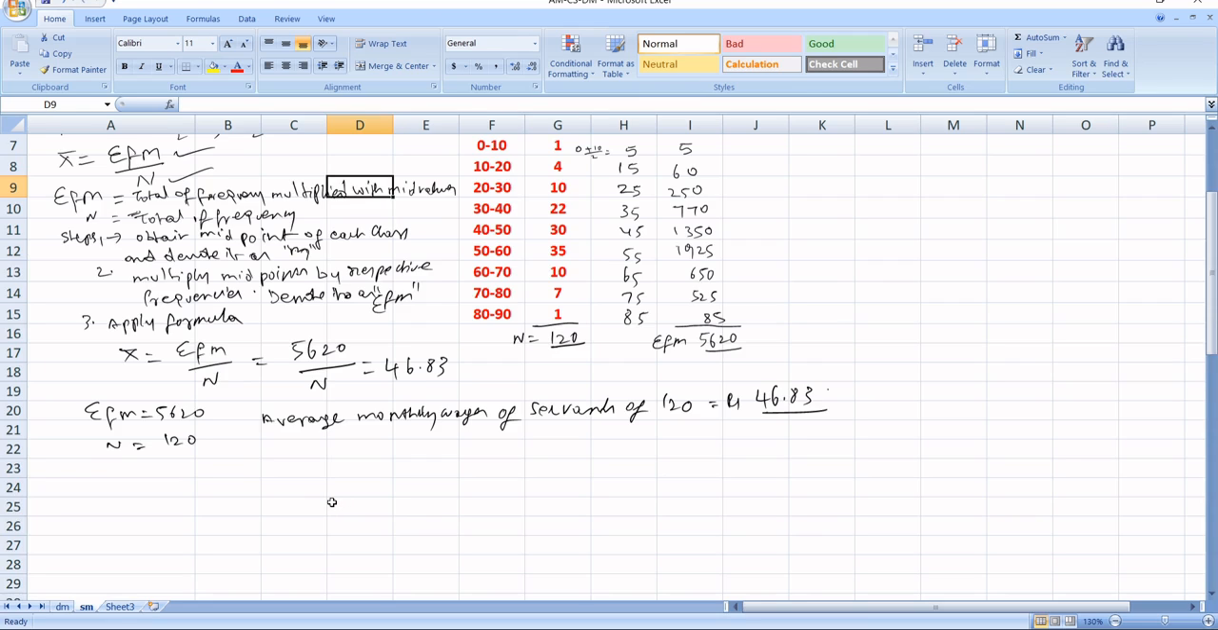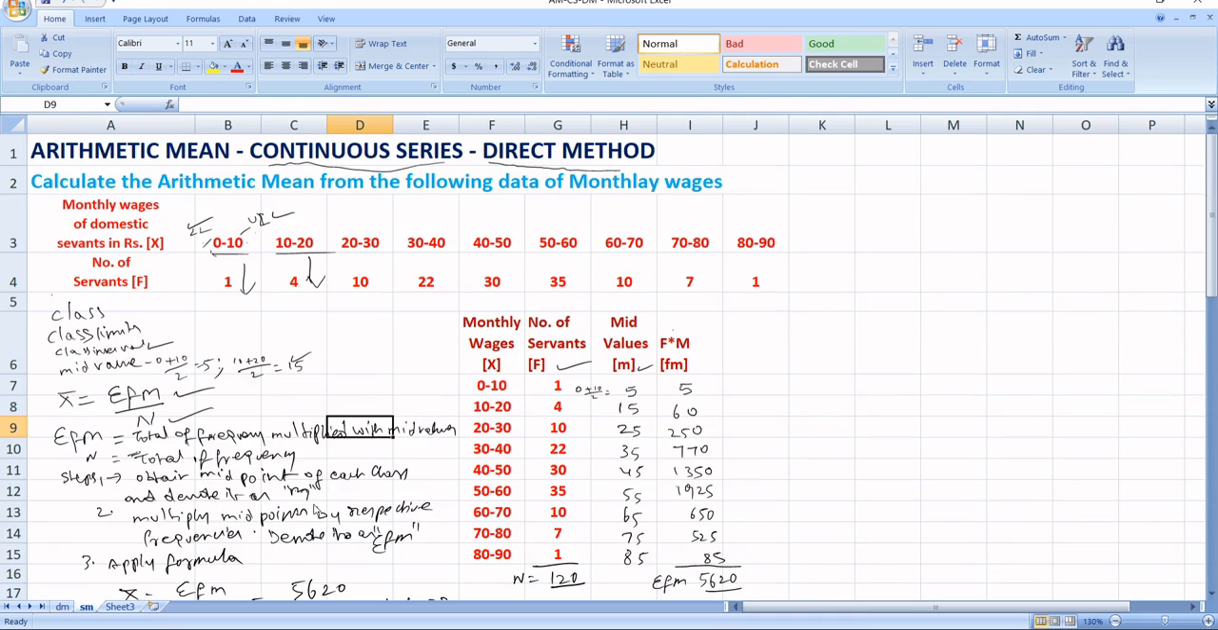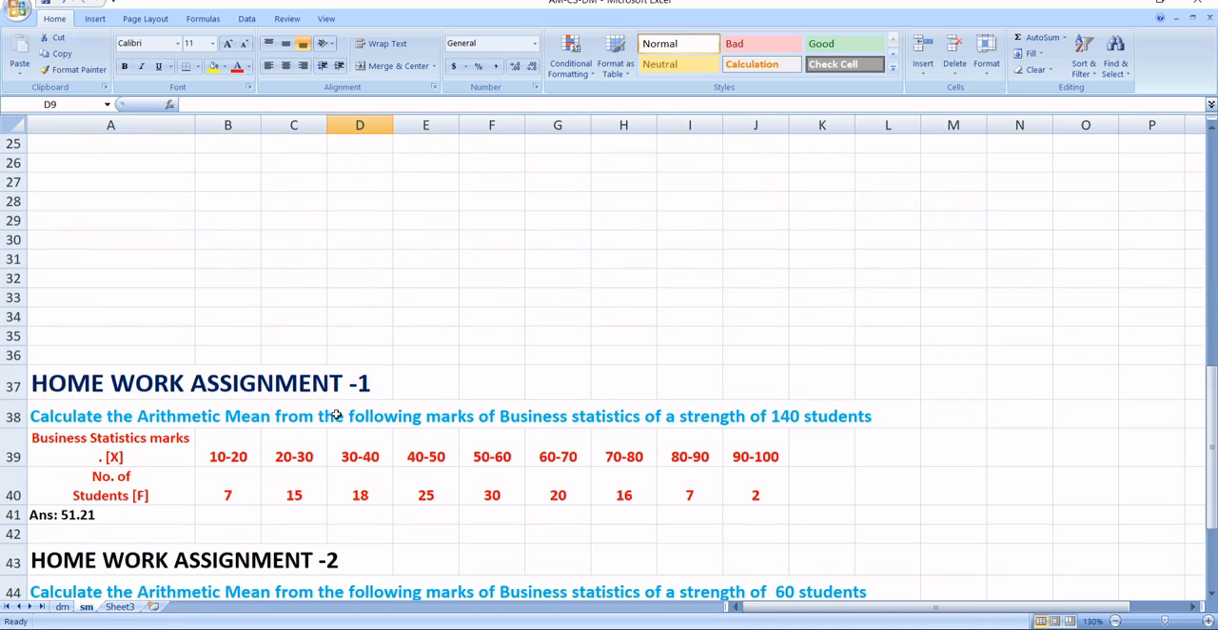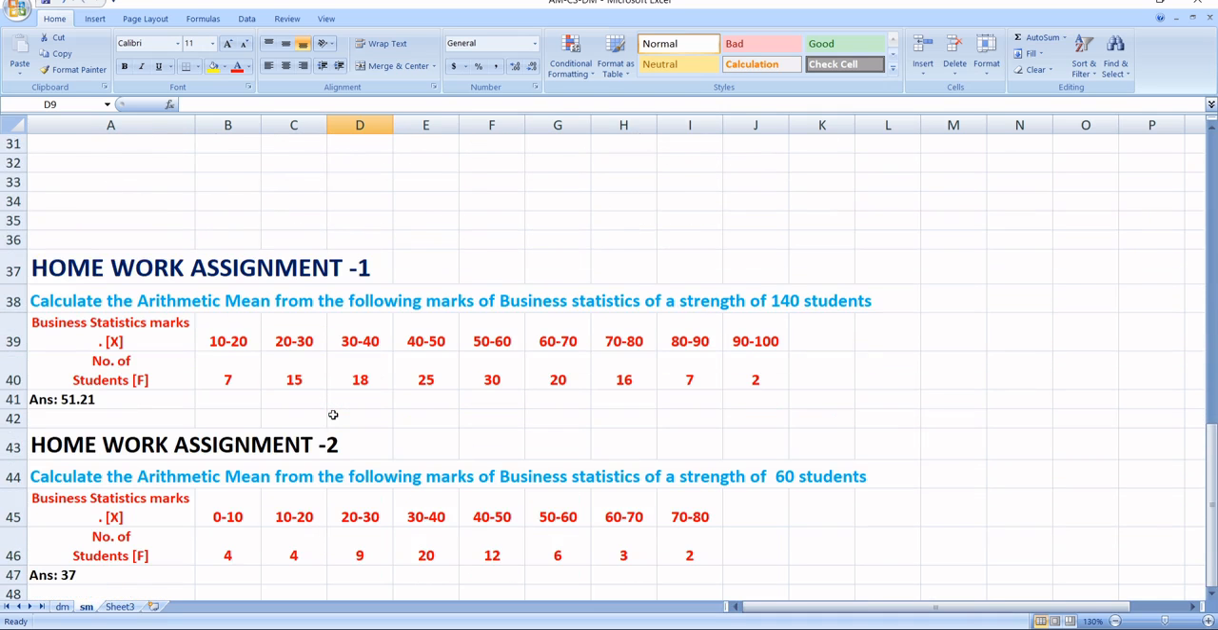Okay, practice makes you perfect. So if you believe in that, I believe in that. Okay, if you believe in that, you have to practice two important home assignments. Okay, I am giving two assignments. One is about marks. Both are relating to marks, business statistics marks.